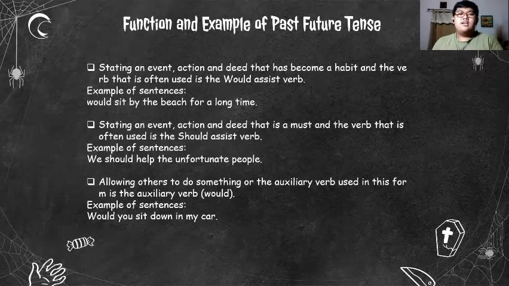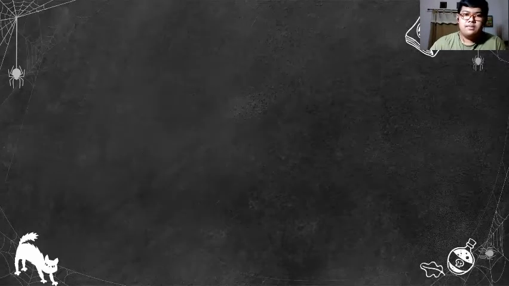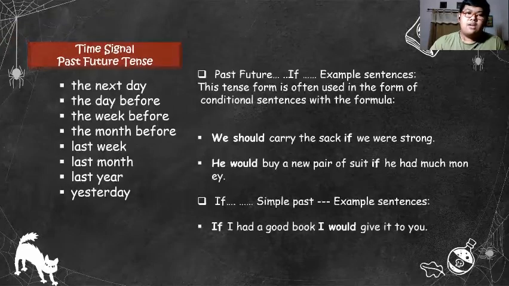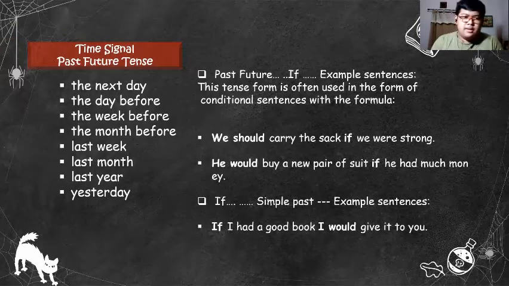And the sixth, allowing others to do something, where the auxiliary verb used is would. Example of sentence, would you sit down in my car? Now for time signals in past future tense. The next day, the day before, the week before, the month before, last week, last month, last year, and yesterday. For example, we can see it there.